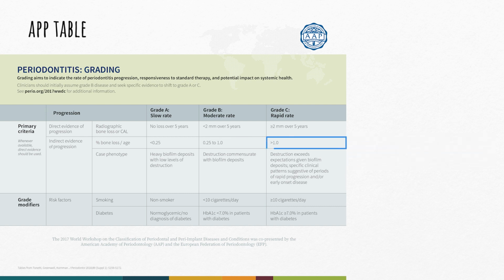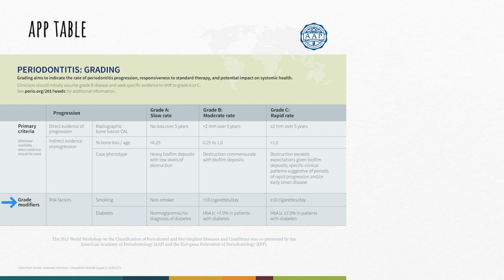We also have case phenotypes. Case phenotype A represents heavy biofilm deposits with low levels of destruction, which is quite rare. Case phenotype B presents a case that has an amount of biofilm reasonable with the level of destruction, while case phenotype C presents aggressive destruction that is not reasonable with the minimal amount of biofilm present.